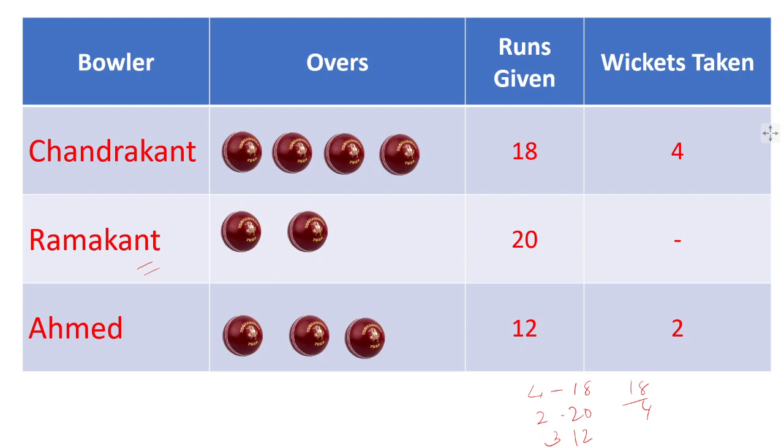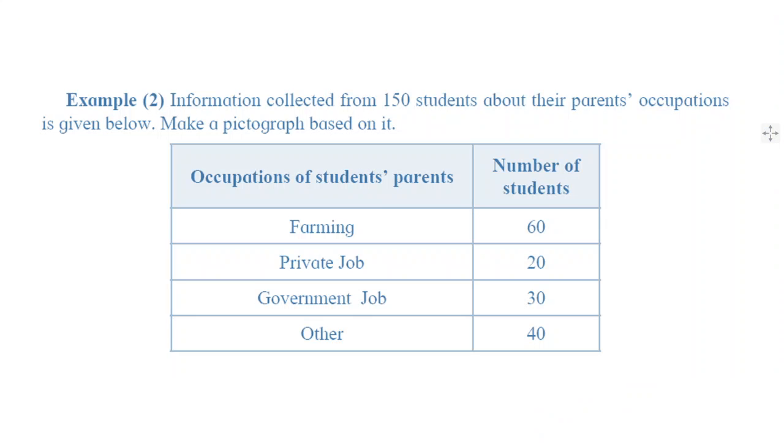Okay. Now this way we can represent data with pictures, and there is no hard and fast rule that you should have a representation by pictures only; that is what is meant in this chapter and concept. There are some simple questions given in your textbook for solving. You will be drawing the pictures according to the question, somewhat closely related. Otherwise, any picture will do. Okay, here is another question for you. Information collected from 150 students about their parents' occupations is given below.